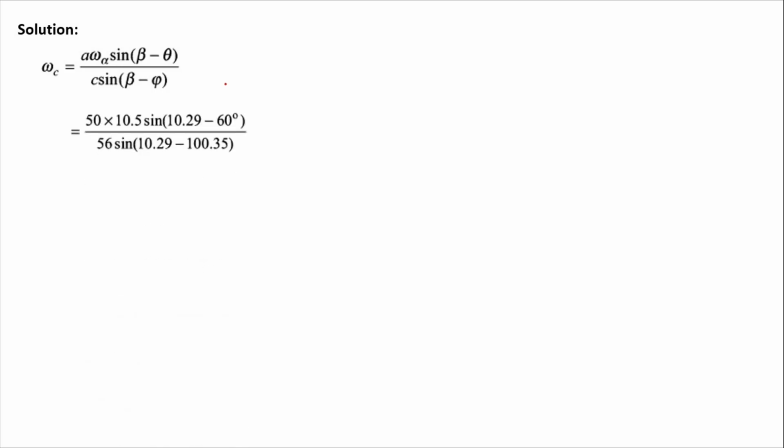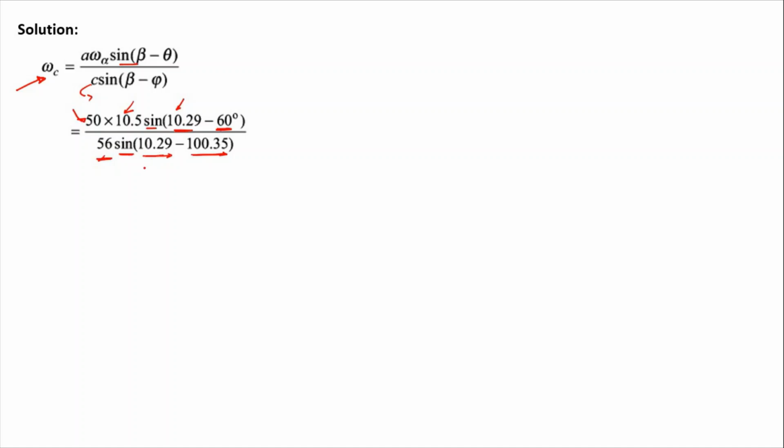So again angular velocity formula we know. Initially we are going to calculate the angular velocity of output link CD, that is omega C. So omega C is equal to A omega A sine(beta minus theta) divided by C sine(beta minus phi). So here we have A 50 multiplied by omega A 10.5 multiplied by sine of (beta minus theta), so this is 10.29 minus 60 degree, divided by C, which is 56, and again sine of (beta minus phi), that is 10.29 minus 100.35.